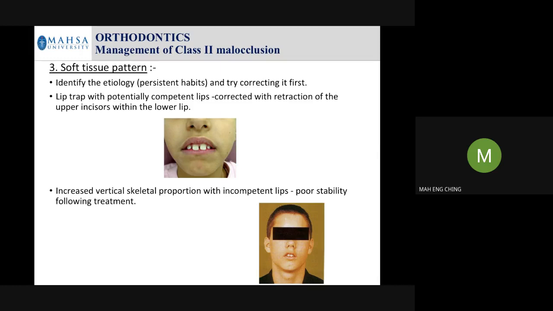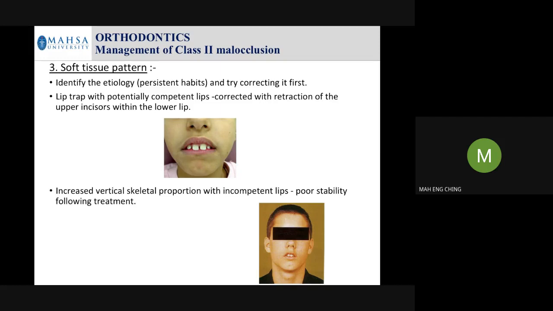They can achieve the oral or the good lip seal. It means that the lip is trapped behind the upper incisors slightly. So you can retract the upper incisors by closing the front gap. Then usually it helps the patient achieve better lip competency.